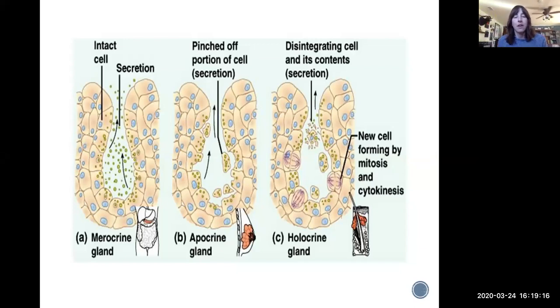Okay, so any questions about glands? Merocrine, apocrine, holocrine. Endocrine and exocrine. Apocrine, holocrine, and merocrine are all types of exocrine glands, right? They all excrete something into a duct. Endocrine glands are like your thymus, your thyroid gland, a lot of your other internal bodily glands that don't secrete a substance into the lumen of a hollow organ or out onto your skin. They secrete directly into the bloodstream, endocrine glands.